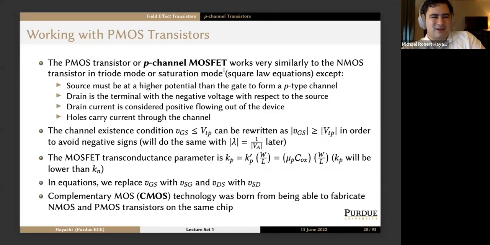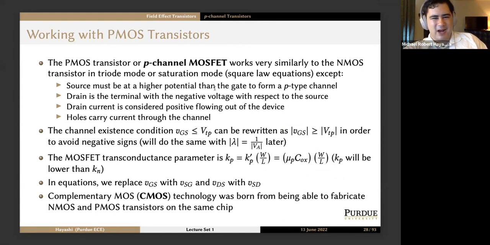So the PMOS transistor or P-channel MOSFET works very similar to the NMOS transistor in triode mode and saturation mode, where we have these so-called square law equations. That's one name for this. The other name is Shichman-Hodges model, but that's only if you want to impress your friends.